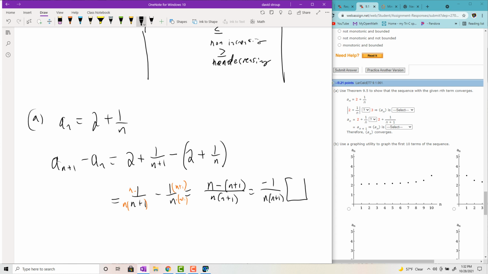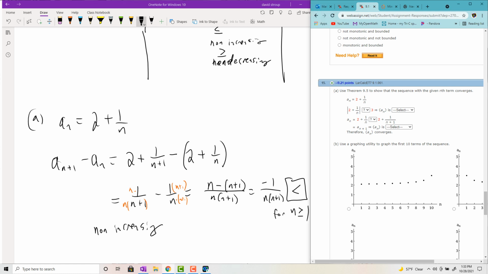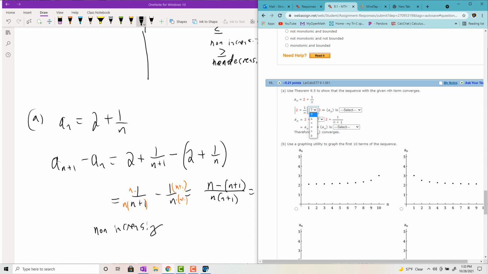Compare that to the number 0 for n values that are positive. For positive n values, this thing will be negative. It'll always be negative for n greater than or equal to 1. It's always going to be a negative over a positive, and a negative over a positive is negative. So that would indicate that this thing is non-increasing. Over here in the homework, they do it a little bit differently.